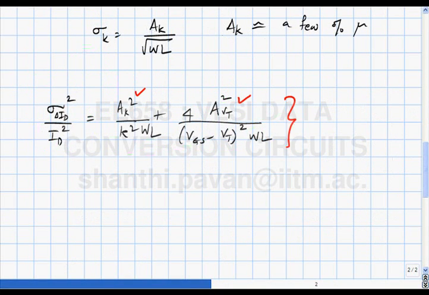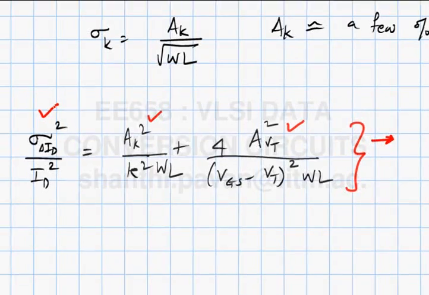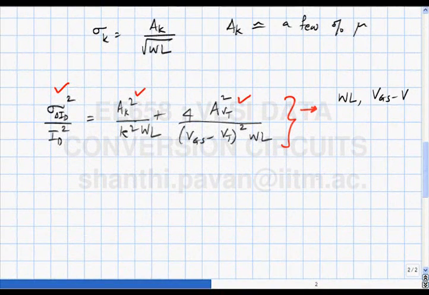So from this equation, and this is known from the architecture itself, what you will be able to get is WL and VGS minus VT. There are many combinations of WL and VGS minus VT which will result in the same sigma ID by ID. So if you have a low voltage CMOS technology, if your supply voltage is limited, what can you comment on the VGS minus VT possible?